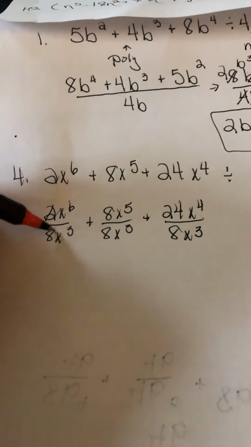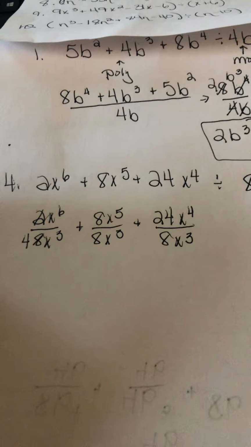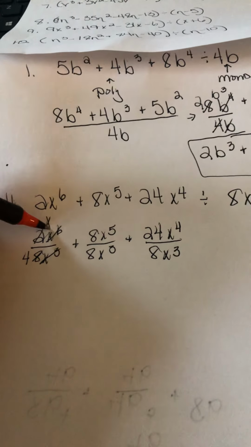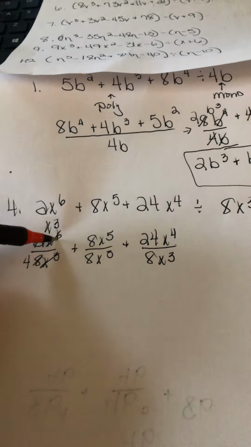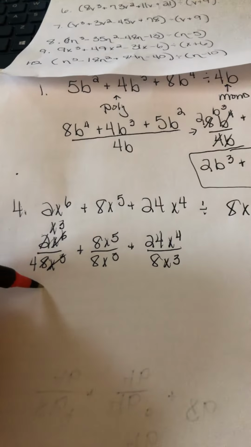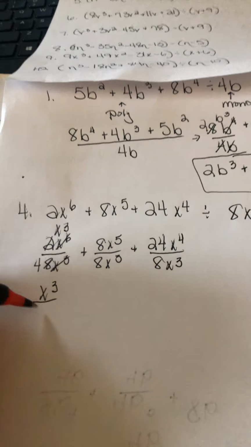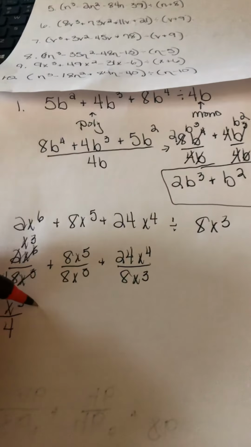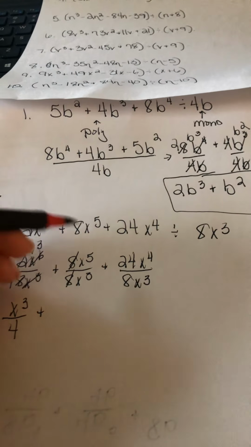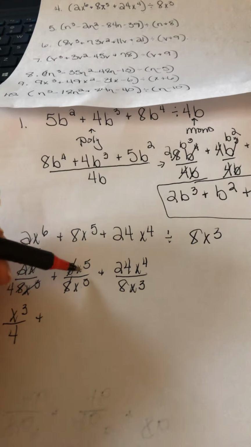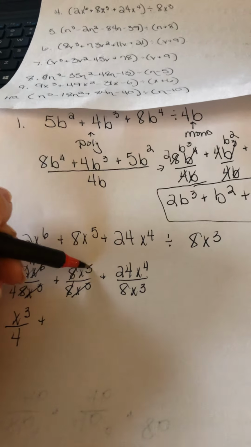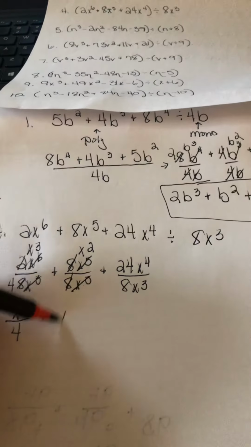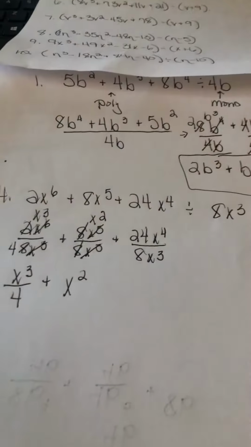So I know 2 will go into 8 4 times. And then x cubed will divide into x to the 6th power x cubed, because 6 minus 3 is 3. So I'm just going to rewrite this as x cubed over 4, just like that. Okay, now here the 8's cancel, but x cubed will go into x to the 5th, what, 2 times, because 5 minus 3 is 2. So we're just going to write that x squared here, nothing underneath it.